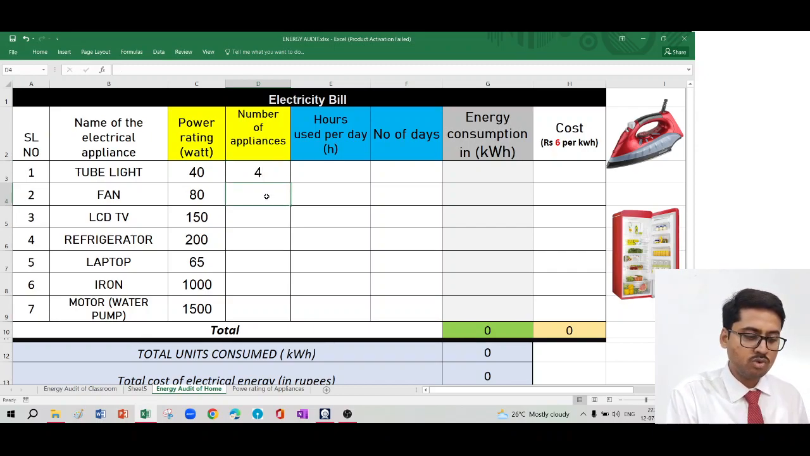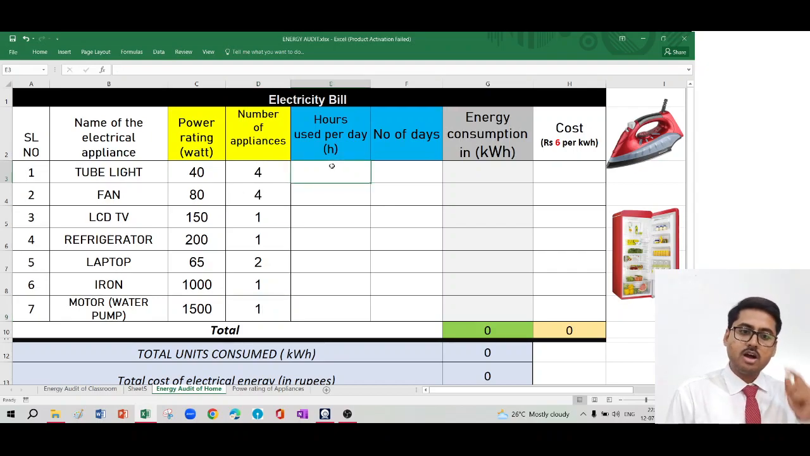Fan, since 4 rooms, so there must be 4 fans. LCD TV, 1 each home. Refrigerator, 1 for each home. Laptop, let there be 2. Iron, 1. And motor, of course, 1. So these are the number of appliances for each.